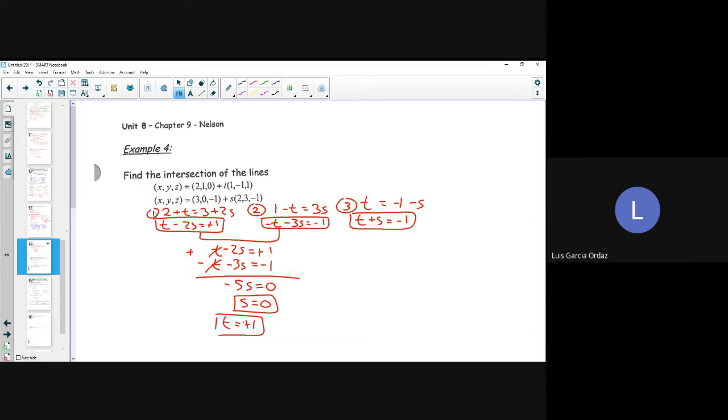So now I need to check my third equation. So I have T is equal to negative 1 minus S. I need to check if left side is equal to right side. So I know T is positive 1. So I get positive 1 on the left is equal to negative 1 minus 0. So I get 1 is equal to negative 1, which is not possible, which means that these lines are skew because the direction vectors are not collinear.